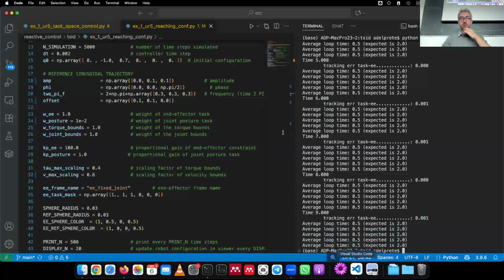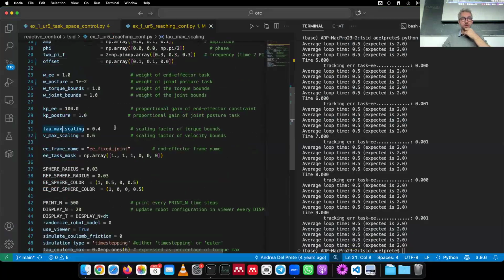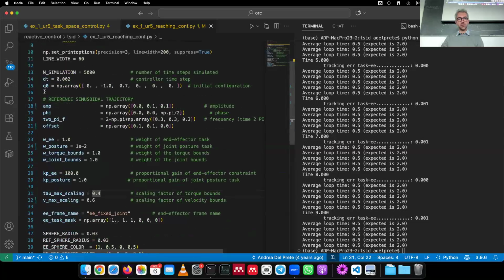You can play with the joint velocity limits, joint torque limits by changing these two parameters here, which are scaling the limits of the robots to make it more or less challenging for the robot to achieve the task. You can change the initial configuration here. You can change the controller frequency, the simulation length. You have many options to play with, but I'm not gonna stay here and play with all of them. I'm just listing them so that if you want to understand better how these kind of controllers work, well, here you have the option to do so.